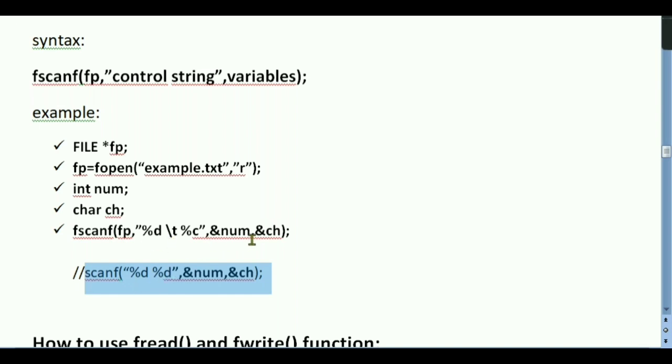And next is ampersand num, ampersand ch. All is the same, the only difference is that fp is added here, and that's the difference between the fscanf and scanf functions. So I hope you understand this.